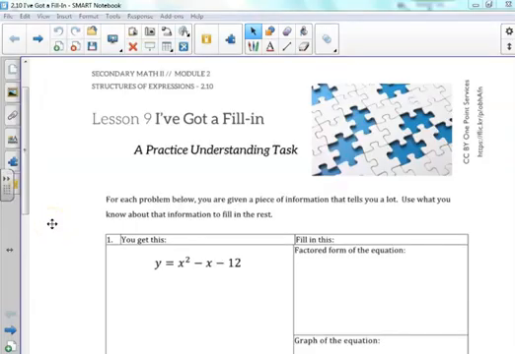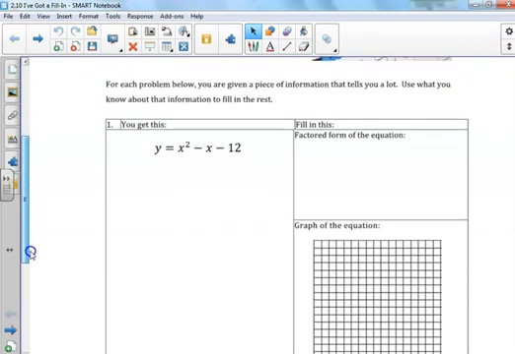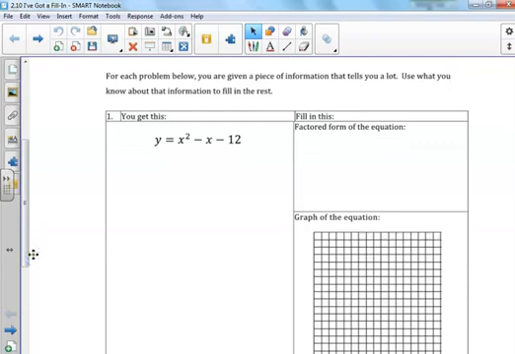In Lesson 9, I've Gotta Fill In, we are asked for each problem in this investigation. We're given a piece of information that tells us a lot about a quadratic function, and we're asked to use what we know about the information to fill in the rest. So we'll start by looking at number 1. Number 1's equation was y equals x squared minus x minus 12. We are asked to fill in the factored form of the equation.